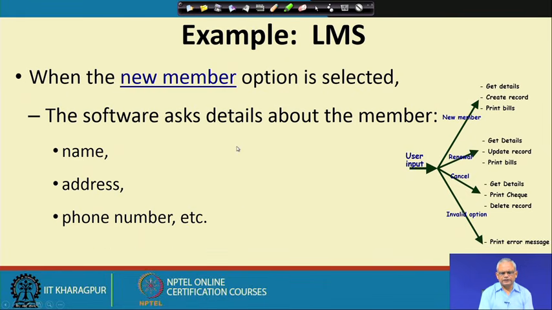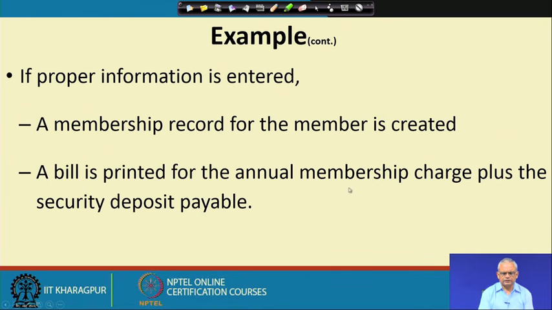If the new member is selected, then it just asks some details about the member like name, address, phone number, etc., and then creates a record and then prints the bill. So, in the menu, if we select the new member, the actions taken are get the details of the member, create the record and print the bill. So, that is what it says, that once the details are obtained, a membership record is created and the bill is printed for the membership charge.